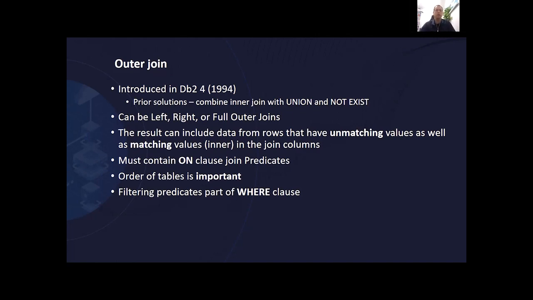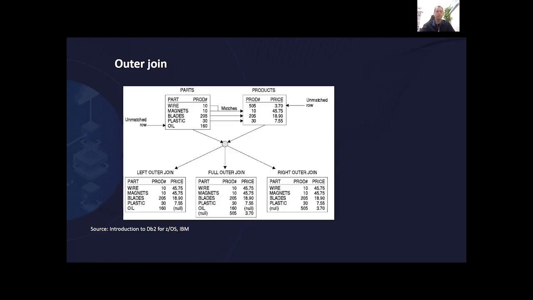So now the only available is the new syntax. You need to explicitly code the join condition using the join clause. And the order of the tables is very important here. So it really matters. And the filtering predicates must be part of the where clause. I will show you an example in a minute.